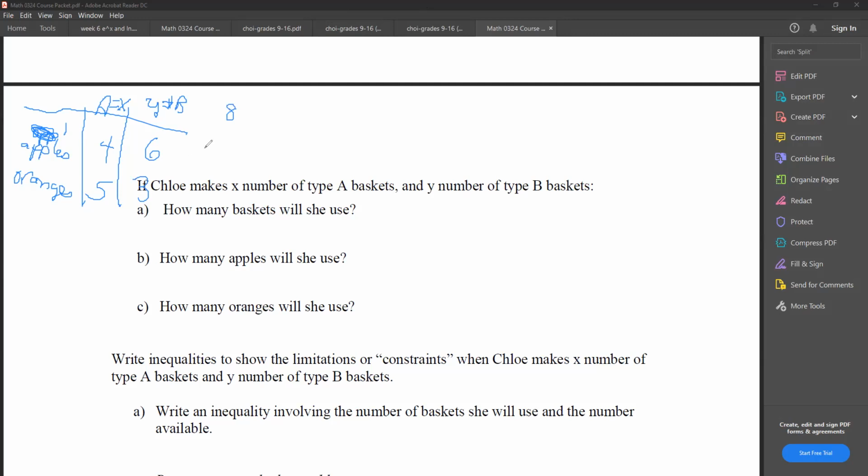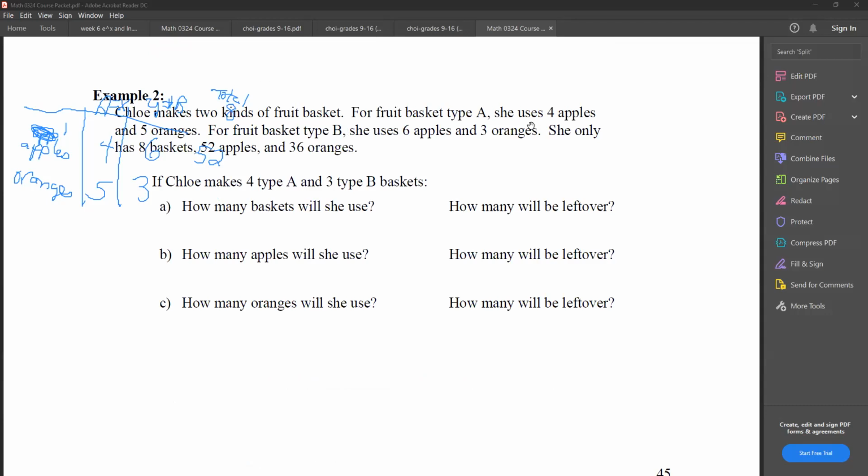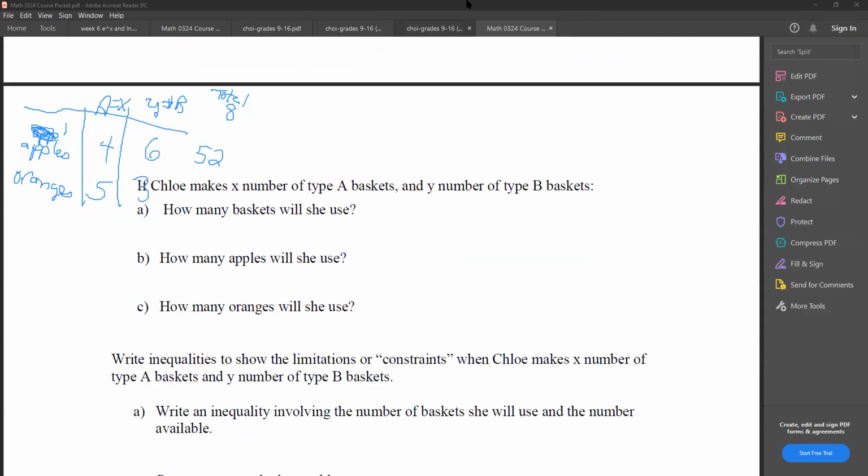How many apples do I have? I think it was 52 apples available. This is the totals. And how many oranges? Was it 36? 52 apples, 36 oranges. Okay. I'm going to use my chart to help me. All right, so this is 36. How many baskets will she use? Well, I will use X plus Y baskets, right?